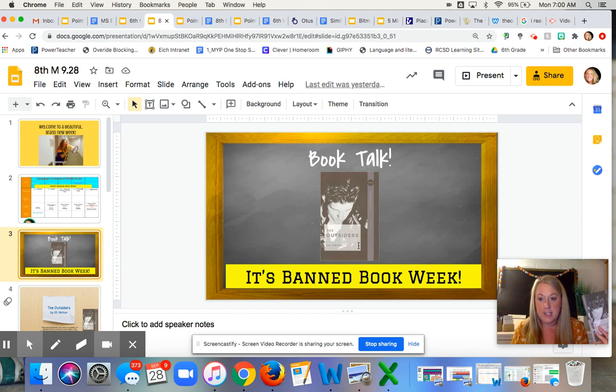So here is this copy of The Outsiders, and if your copy looks different, no big deal. If the page numbers are different, it's not a big deal, because we're basically going to be reading a chapter a day starting tomorrow.